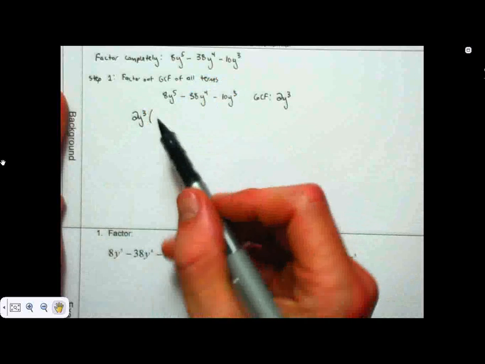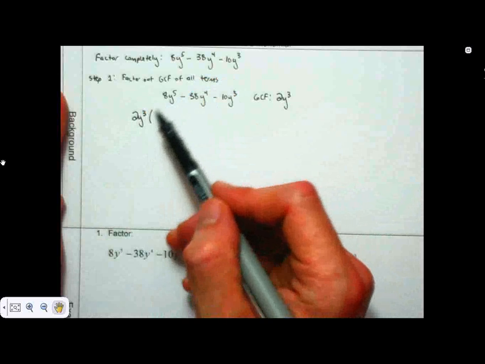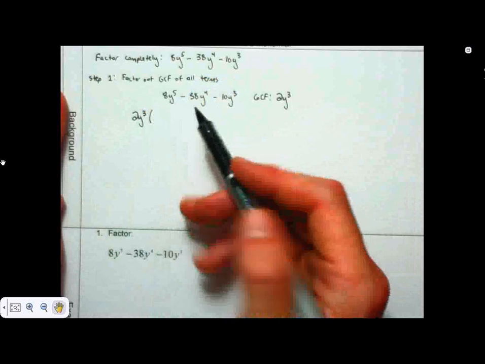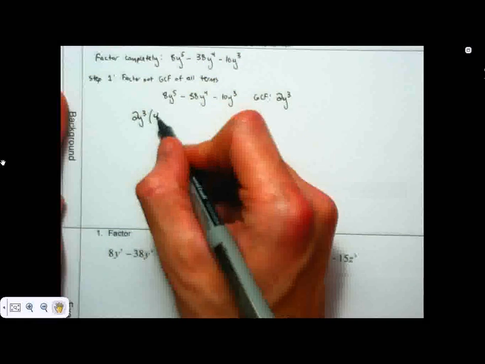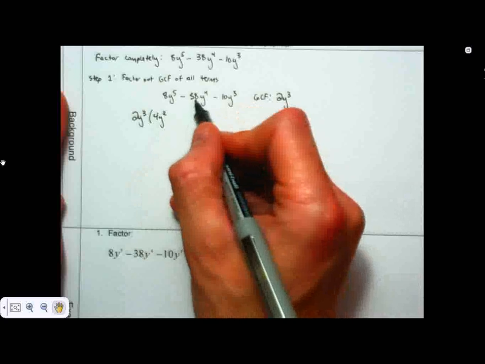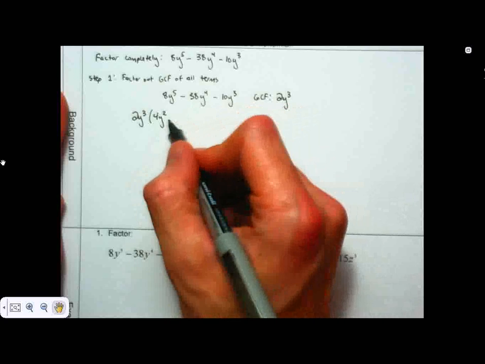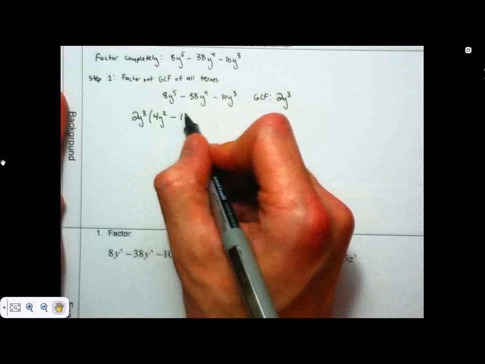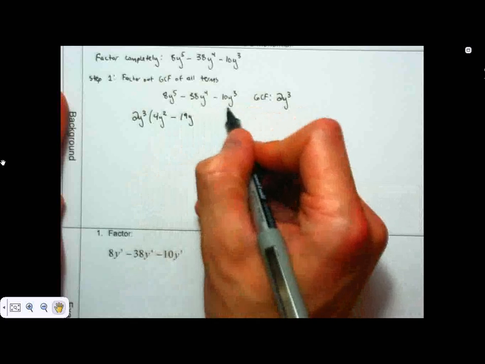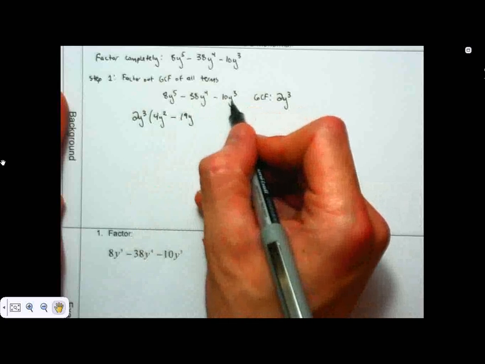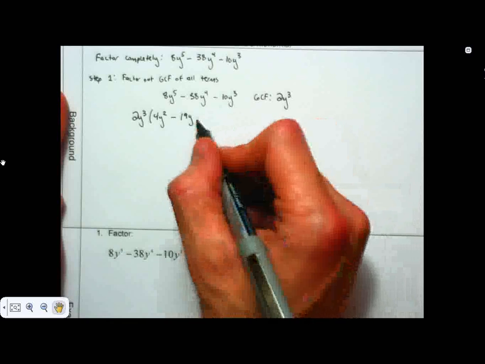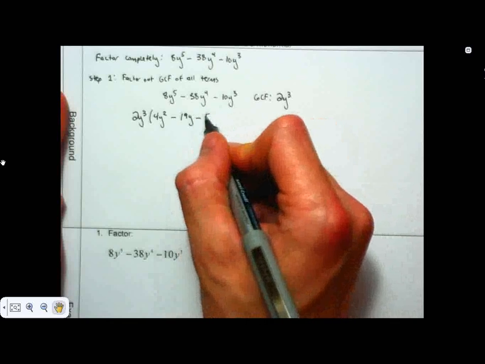So my first move is actually to factor 2y to the third out of that entire expression, out of each term in that expression. So if I factor 2y to the third from the first term, I'll be left with 4y to the second. And if I factor 2y to the third out of the second term, I'll be left with minus 19y. And if I factor 2y to the third out of the third term, I'll be left with negative 5.